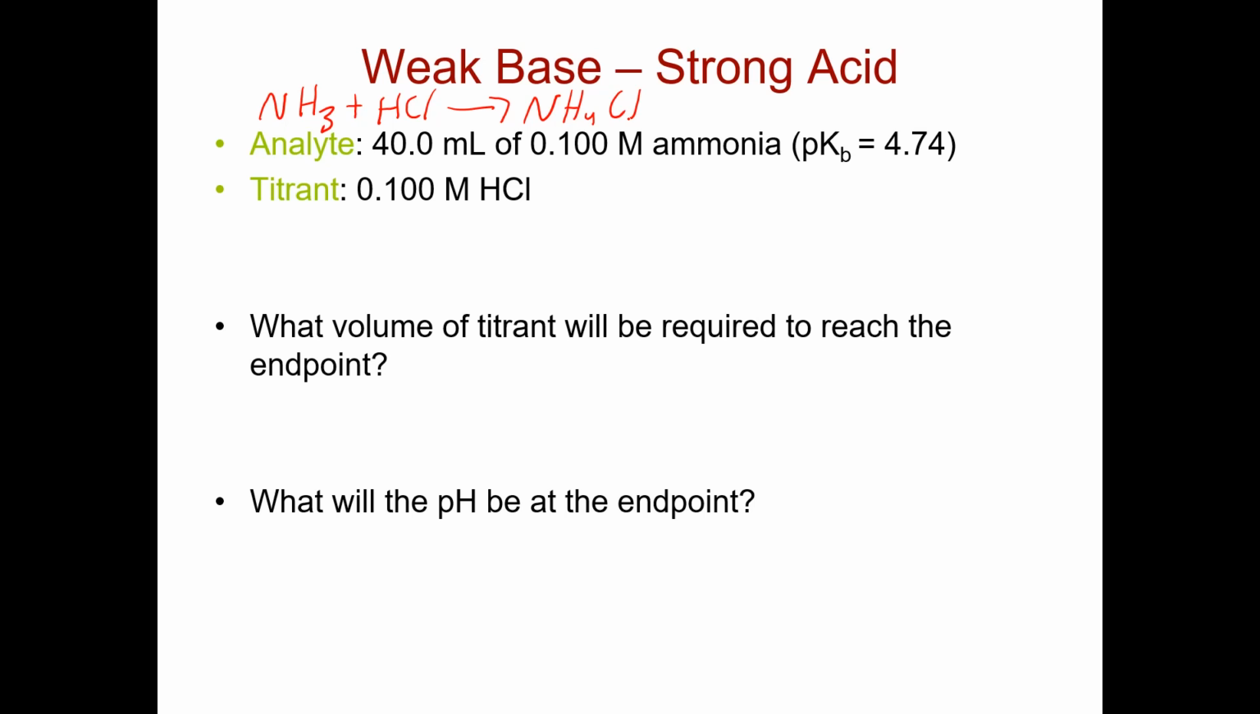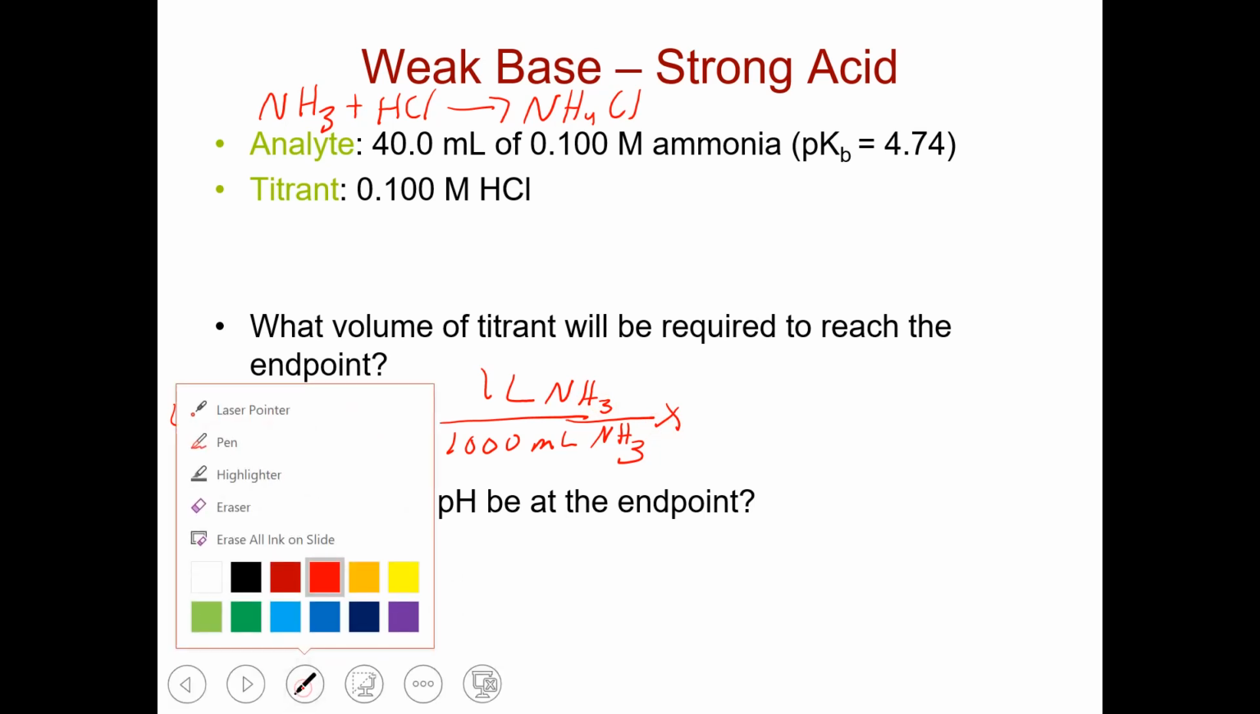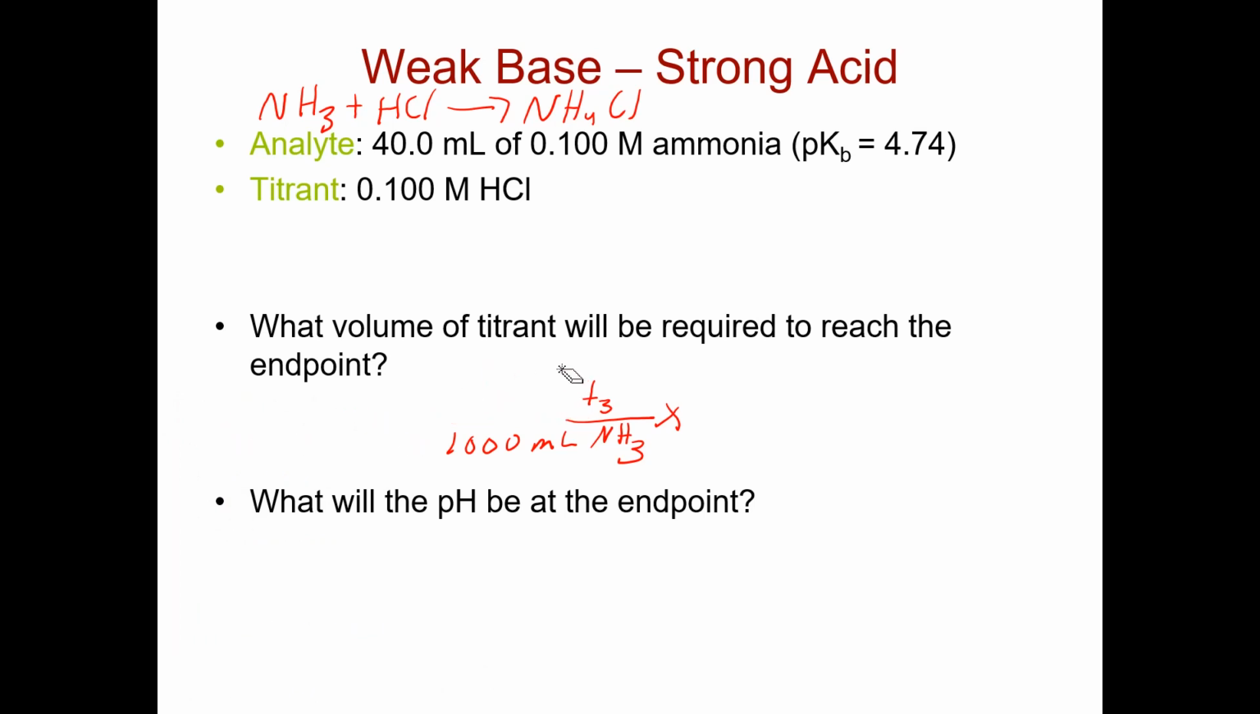So first we want to know what volume of titrant will be required to reach the endpoint. So this is a calculation that we've done a few times here, so we can go ahead and set this up. We have 40.0 milliliters of ammonia, and we want to convert that to liters. So we have 1,000 milliliters of ammonia per 1 liter of ammonia. And I'm going to write this a little bit smaller here, so that I have enough room.